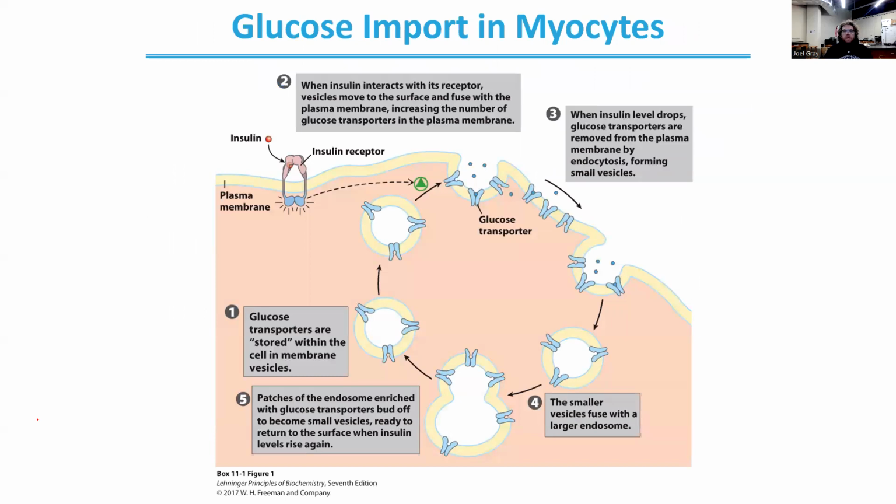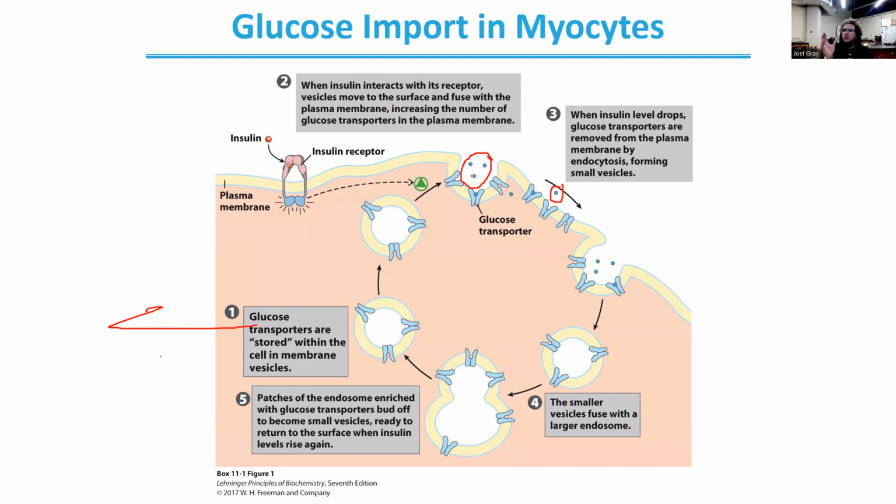Now, here what we have is a model that's showing a couple of different players. The first players that I'd like to bring in are these little hexagons here. These are glucose molecules. Now, these glucose molecules are aiming for what are known as glucose transporters.